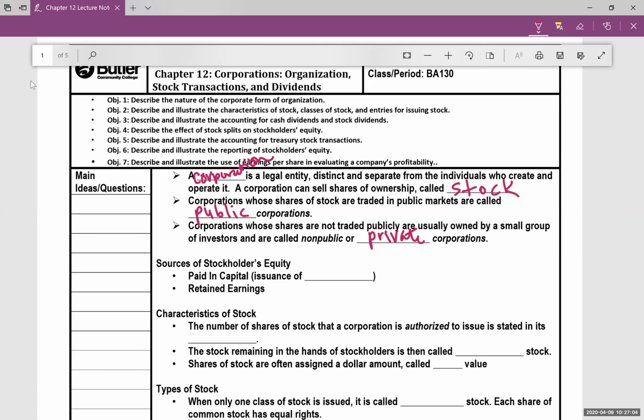So, some sources of stockholders' equity. We've been doing stockholders' equity all year long, but here is what flows through stockholders' equity. You have your paid-in capital, which is basically a fancy term for issuance of stock, and you have your retained earnings.